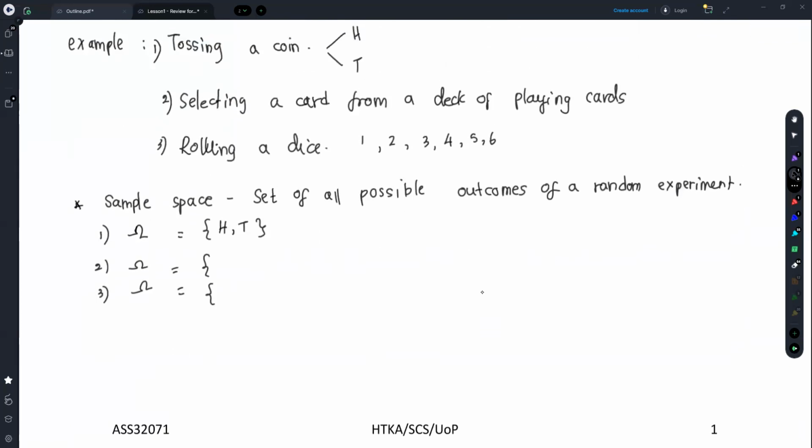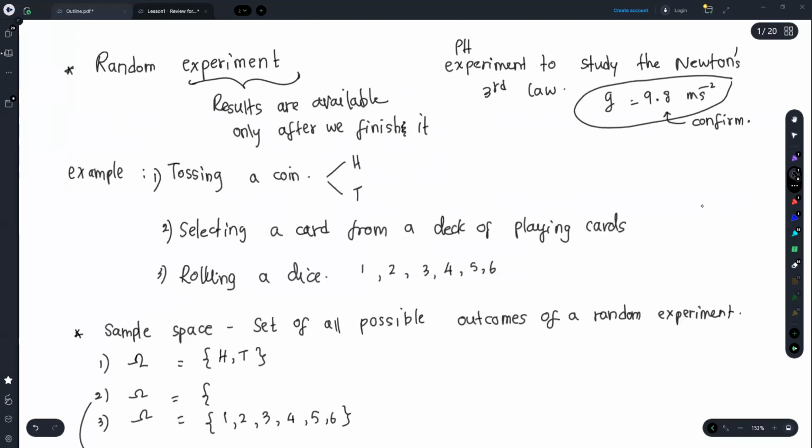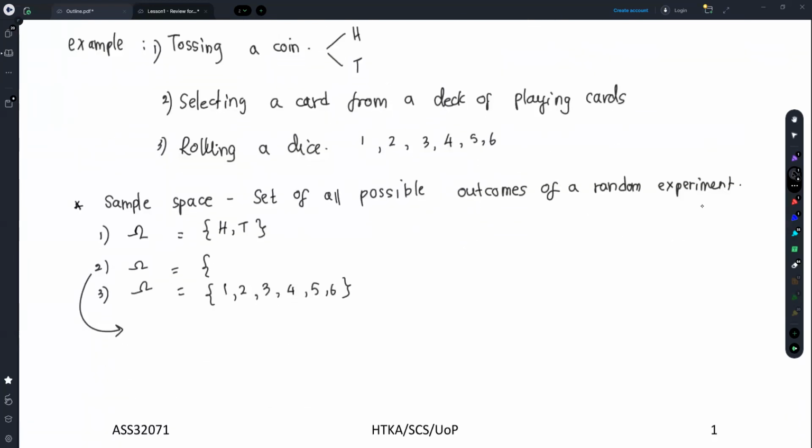Okay, so what about the third one? Rolling a dice is like this. So here's the sample space. If you are taking a card from a well-shuffled deck of playing cards, there are 52 cards, right?